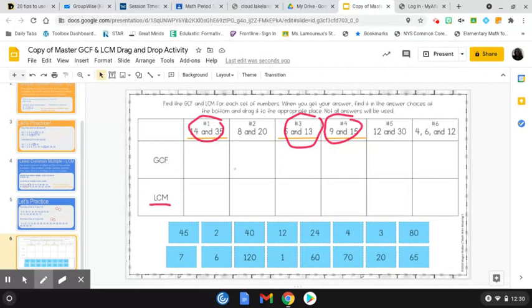So remember, factors are going to be the number or less. Multiples are going to be one of these numbers or greater. All right? Good luck. Turn it in when you're done. I will be available for extra help tomorrow morning at 8:50 if you need it.